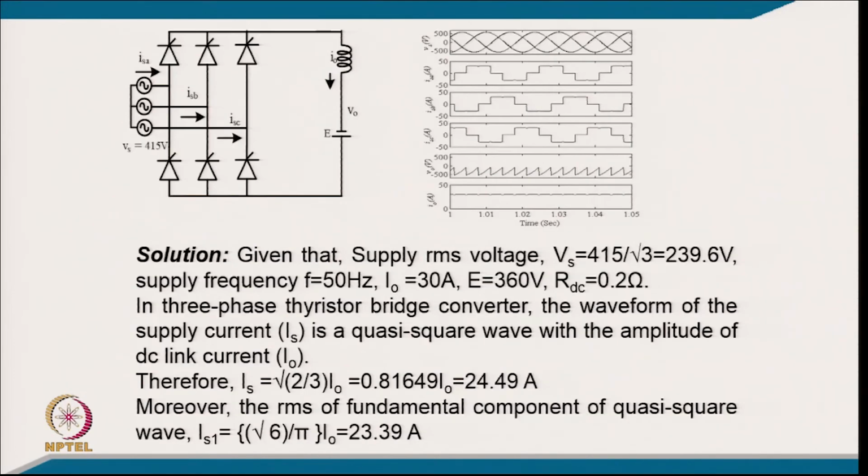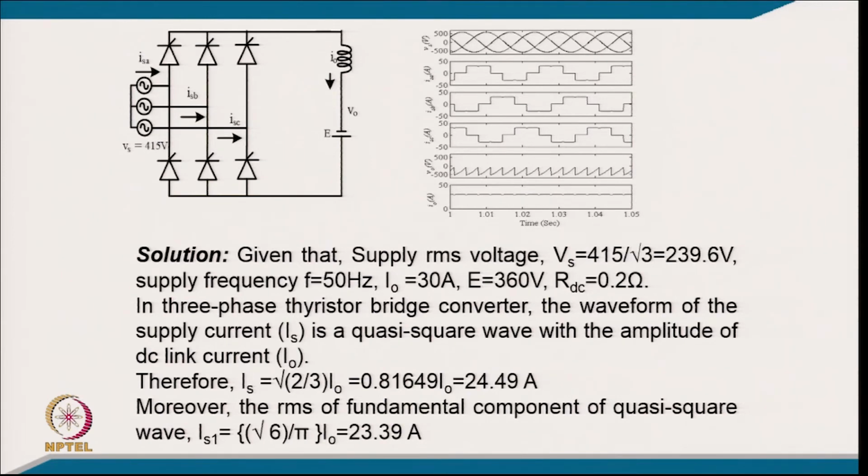The circuit here is a fully controlled converter with a highly inductive load and the battery connected here. It works as a line commutated inverter, feeding power from this side to this side, and these are the typical waveforms. Coming to the solution: given the supply RMS phase voltage 415 by root 3, that is 239.6 volt, supply frequency 50 hertz, I0 of 30 ampere, battery voltage 360 volt and RDC 0.2 ohm.